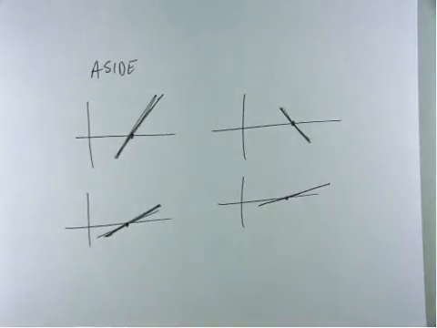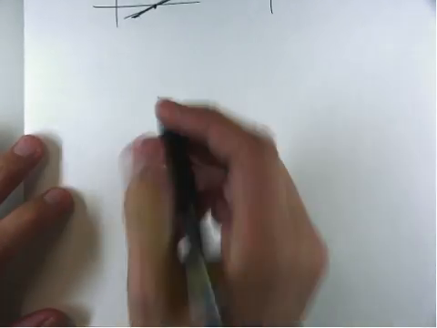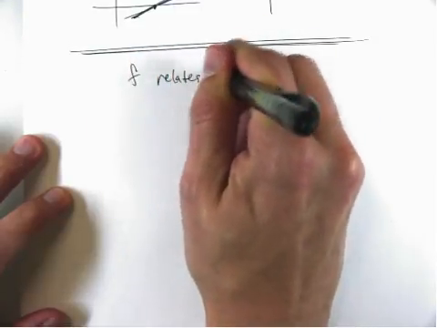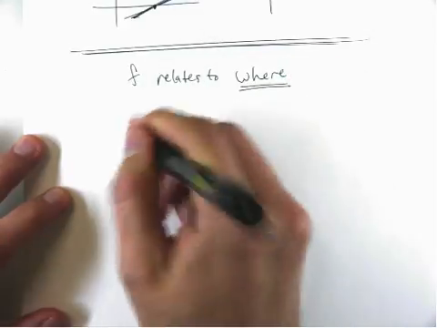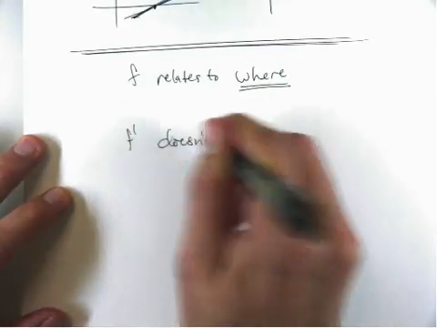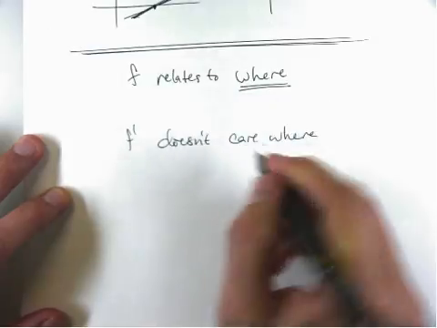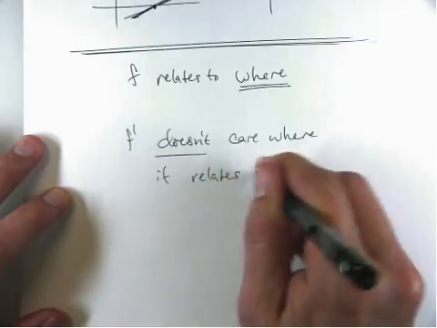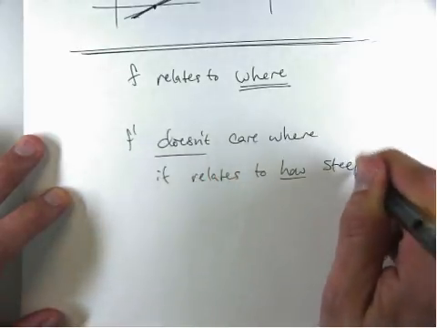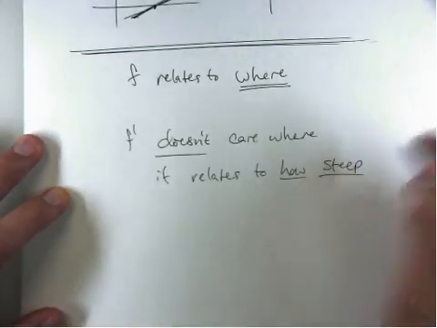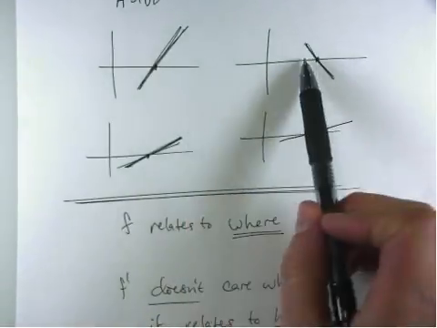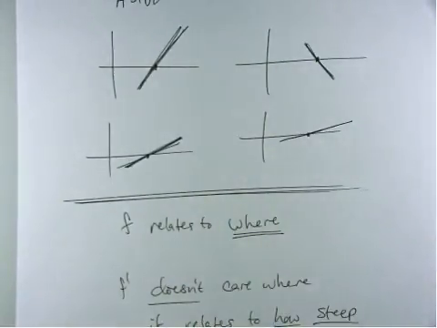Right? So again, this will be fun. This is an excellent point to be made. So f relates to where, right? F prime doesn't care where. It relates to how steep. So here, right, where the function is doesn't tell me anything about how steep the function is.